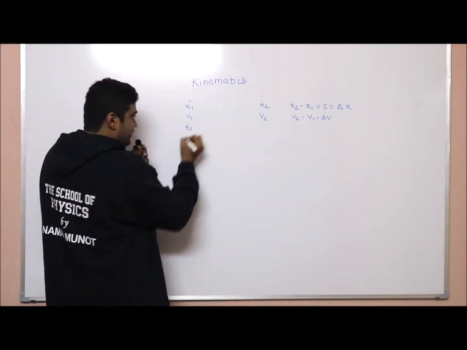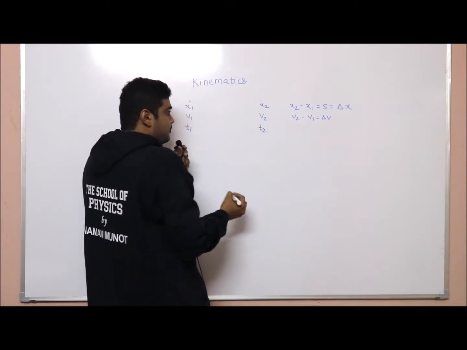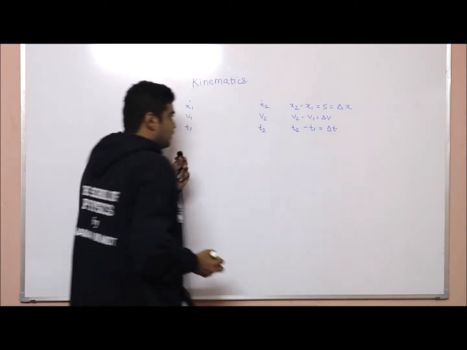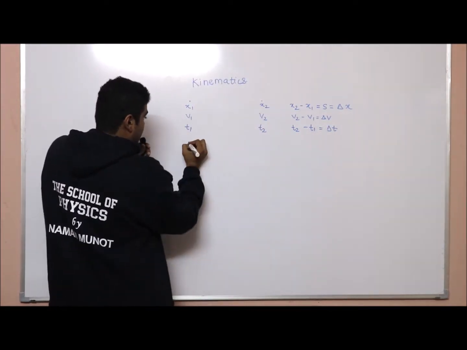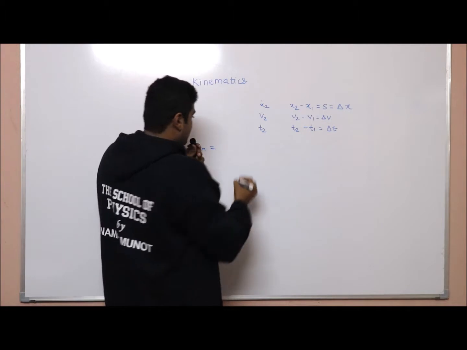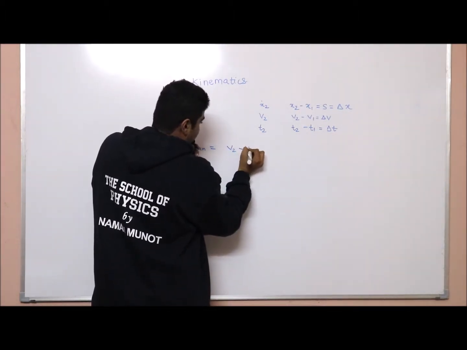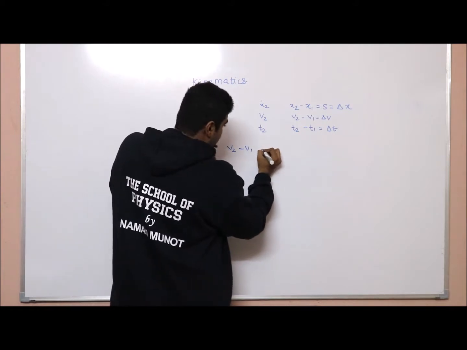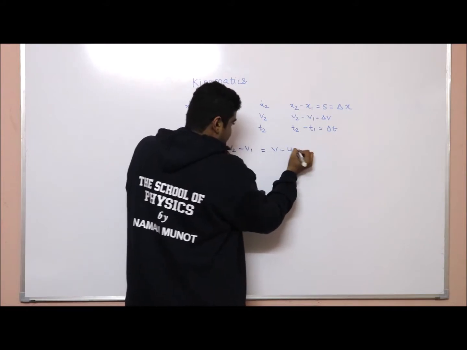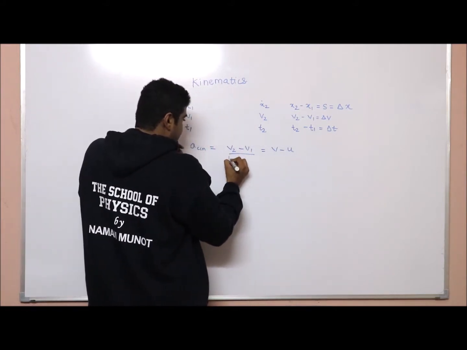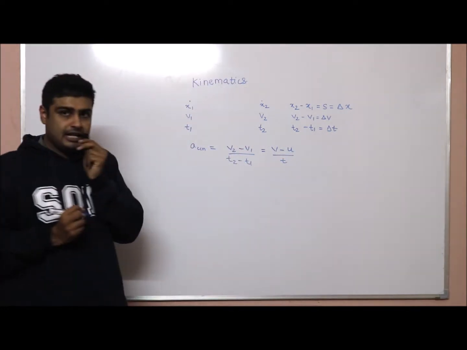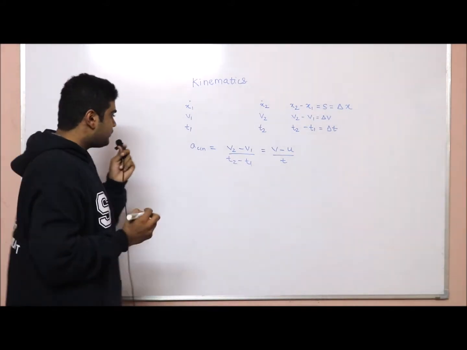This is time t1, this is time t2. So t2 minus t1 is equal to delta t. We can write acceleration a is equal to change in velocity, final velocity minus initial velocity. We also represent final velocity by v and initial velocity by the letter u, upon time t2 minus t1, which we can write as v minus u upon t is the acceleration.